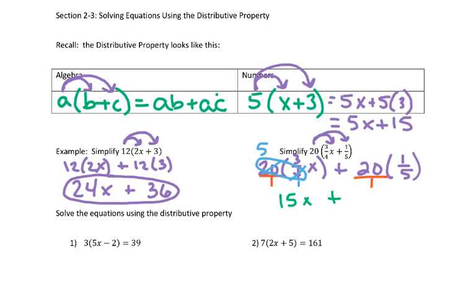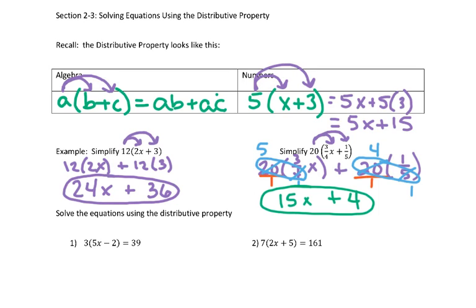Now let's take a look at 20 times 1/5. I already put the 20 over 1. I'm going to look at the diagonals to see if it cross cancels. 5 goes into both of those. 5 goes into 5 once, and 5 goes into 20 4 times. So now I have 4 times 1, and that is 4. So that is my simplified version of the original problem.